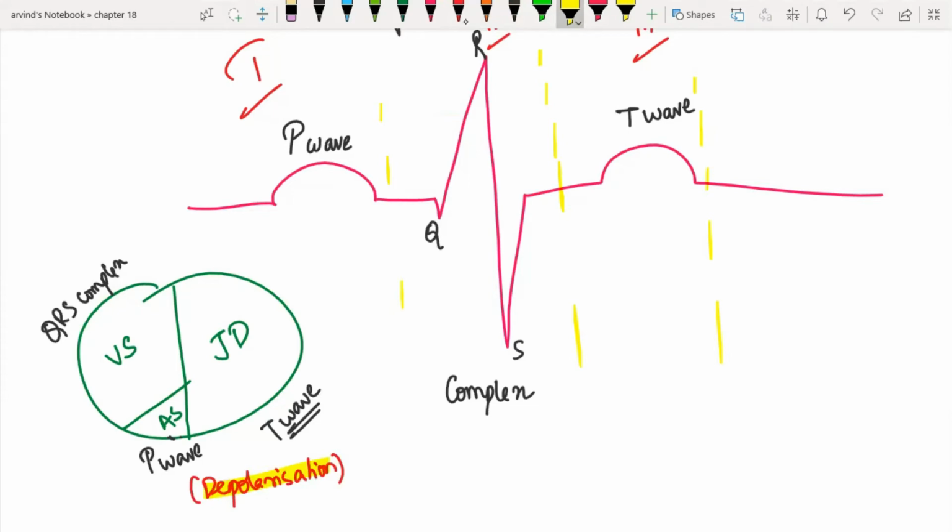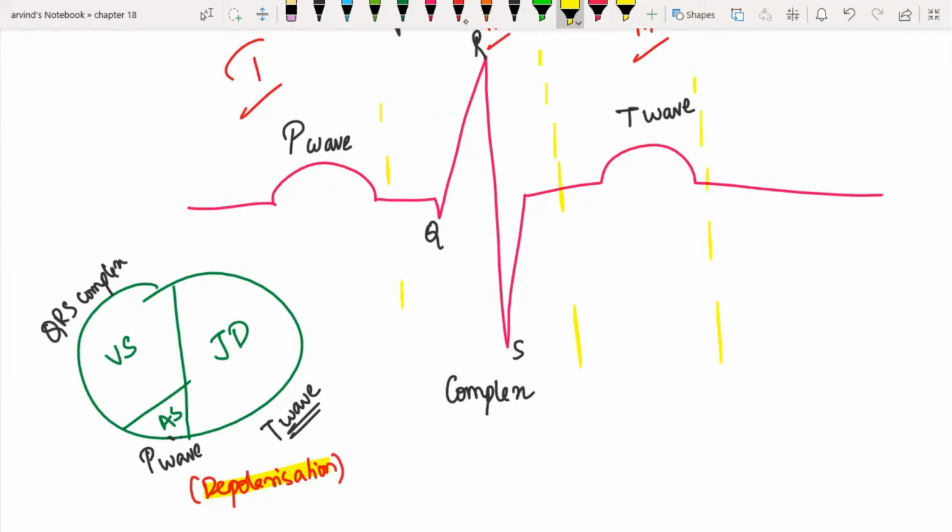Depolarization is when I'm trying to stimulate the muscle. When I try to stimulate a muscle, that is depolarization. So that stimulation is a positive one, and that is called depolarization. All your systole is a result of depolarization.